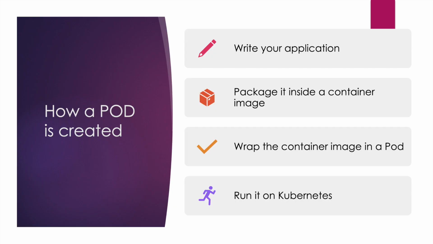So how is a pod created? This is the process. We write the code, we package that in a container image, for example, a Docker container image. We wrap the container image in a pod, which means that we write the YAML representation of the pod, and we mention that this is the image that we want to put inside the pod, and then you run it on a Kubernetes cluster.